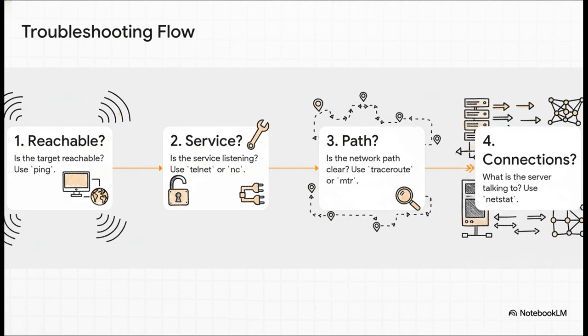First, you ping it to see if it's even reachable. Then, you use Telnet or nc to check if the service port is open. If you're still having problems, you use Traceroute or MTR to inspect the path. And finally, you pop onto the server itself and use Netstat to see what's actually going on. This structured approach takes all the guesswork out of the equation and gives you a clear, repeatable process.